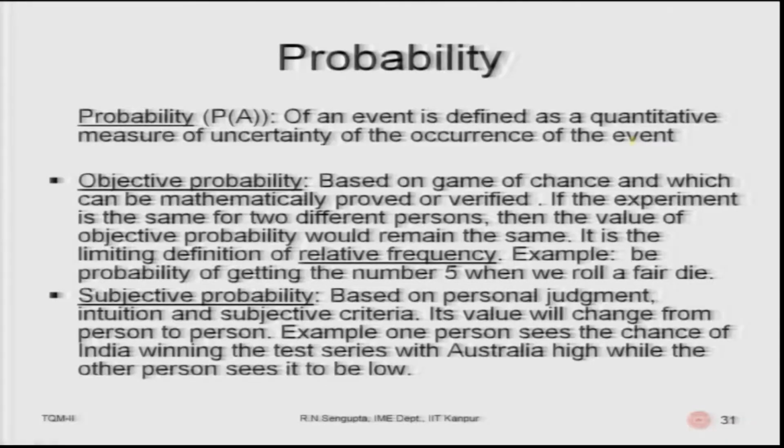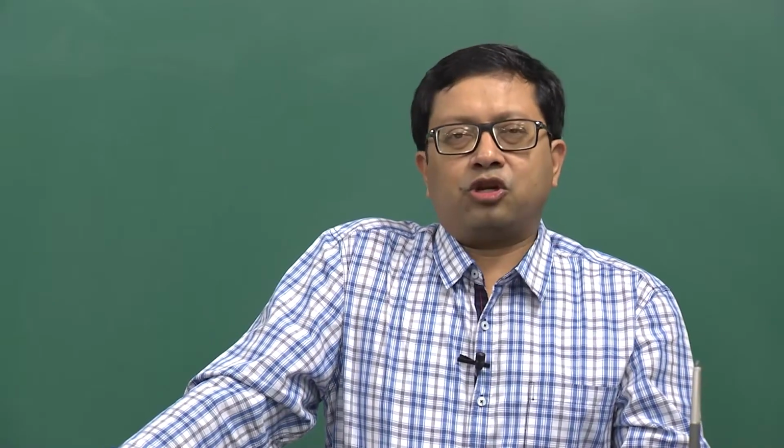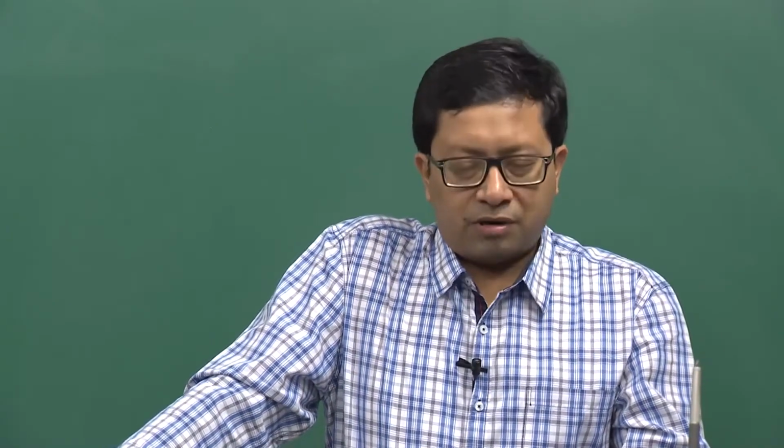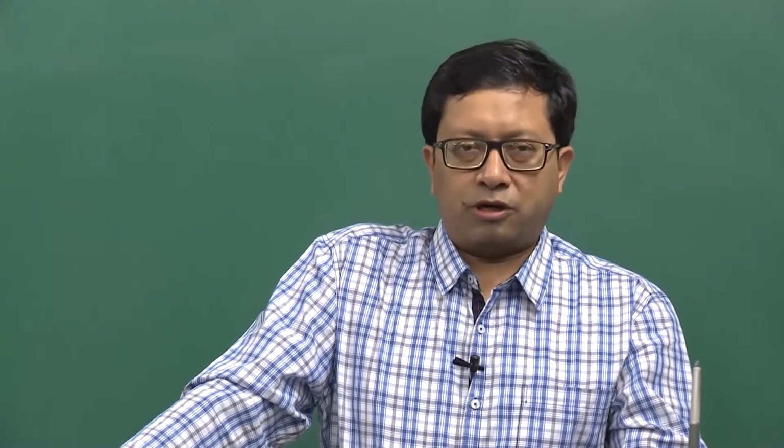An example is the probability of getting the number 5 when we roll a fair die. Fair die means unbiased die. If you roll it, the probability we know is 1 by 6, but in practice you keep rolling. In the numerator we will have the number of times the number 5 came, and in the denominator the number of times we did the rolling or the experiment.